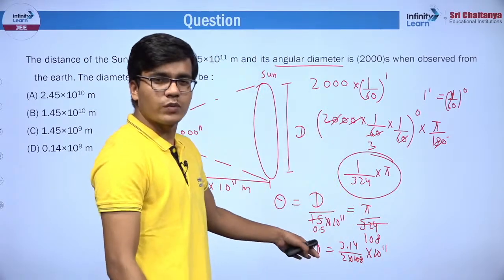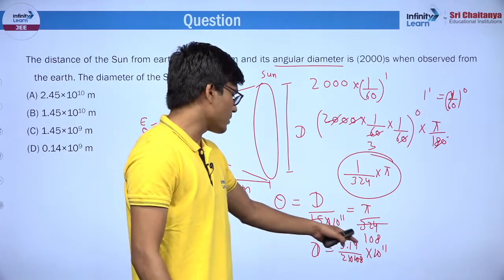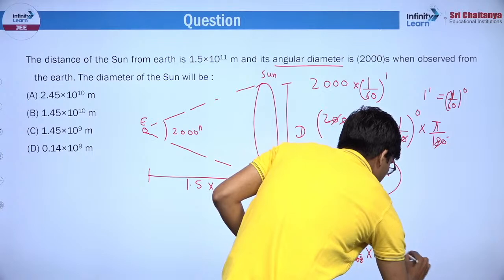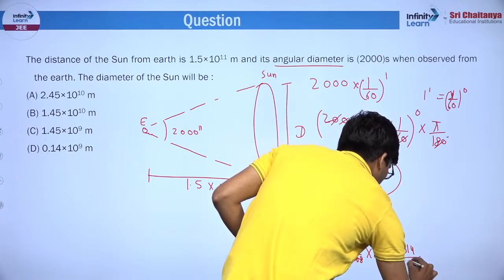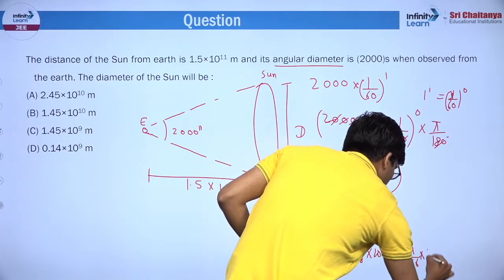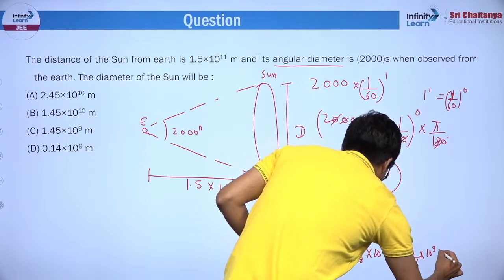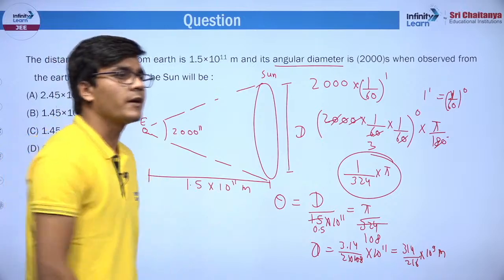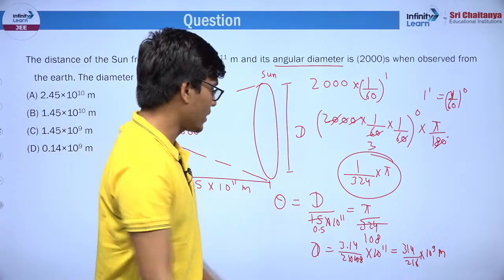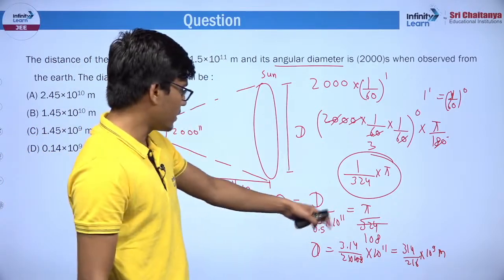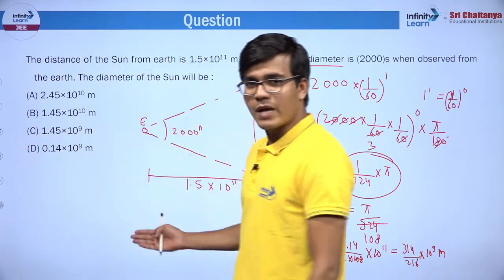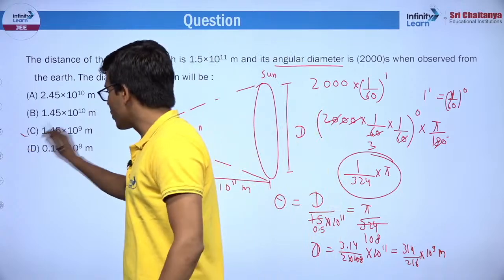Below, 216 is coming, so above it should be something like 300, for that you have to take a power of 2 from there. So it will be something like 314 over 216 × 10^9, and the answer should be in SI unit because we have taken all the values in SI units. So your answer should be 1 point something × 10^9. Which option is matching with that? That is option C.